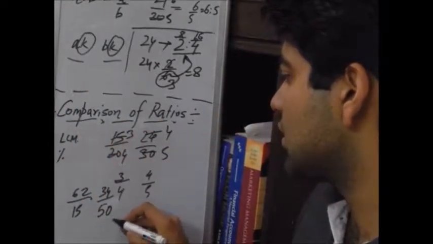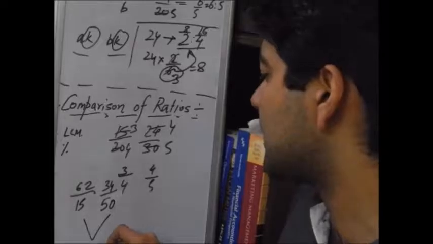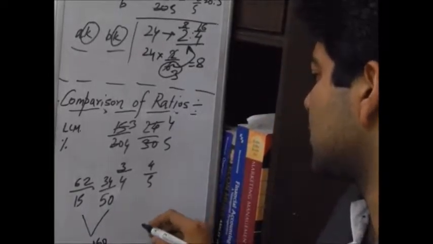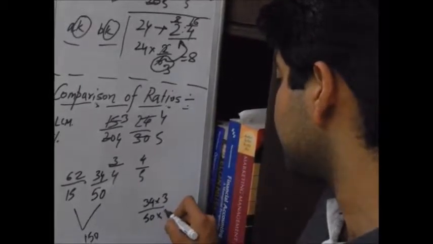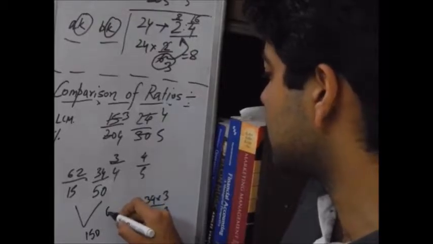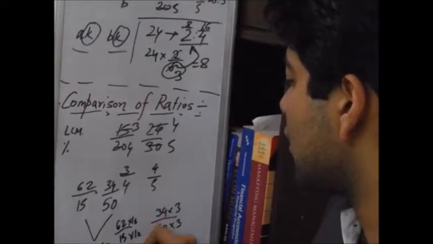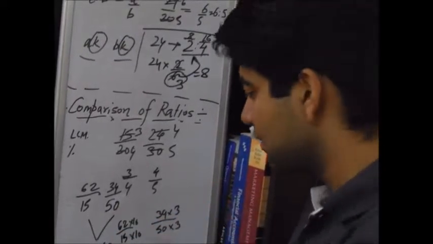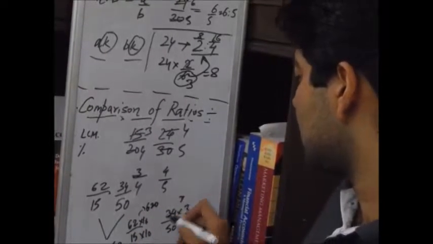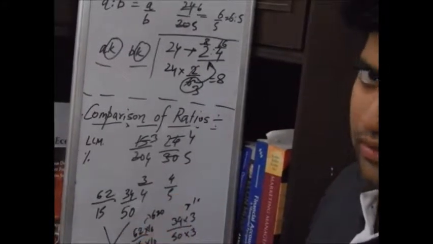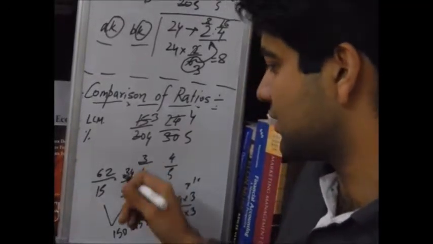So in this case, on a broad basis, I take a common multiple like 150. If I convert this into 150, I would write 34 into 3 upon 50 into 3, right? And if I have to convert this, I would say 62 into 10 upon 15 into 10. Now you will see they have the same denominator, and the numerator here turns out to be 620, and here the numerator is less than 100, you can clearly see that. So this is a simple example, but in complex situations you would actually require this technique.